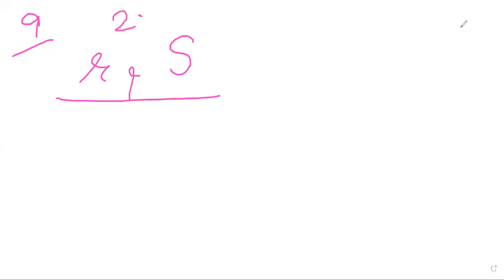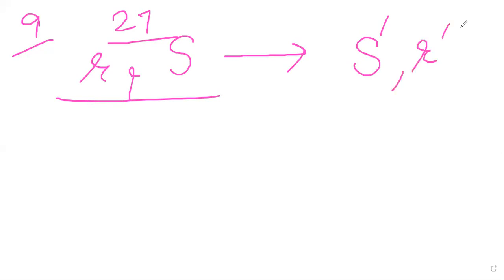Next, question 9. 27 solid iron spheres, each of radius r and surface area s, are melted to form a sphere with surface area s dash. 27 iron solids of radius r are melted to make one sphere, whose surface area is s dash and radius r dash. So you have to find the radius r dash of the new sphere formed by melting the 27 solids.